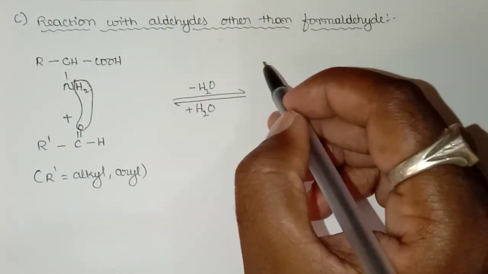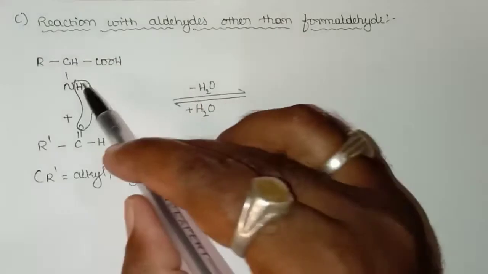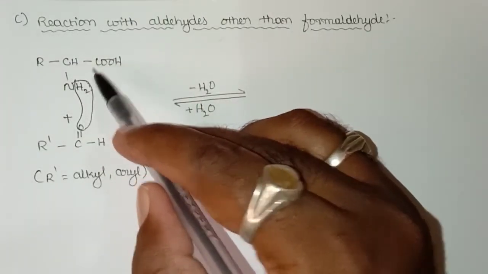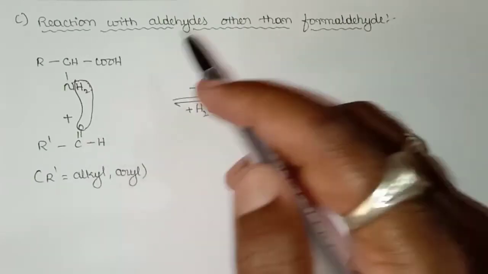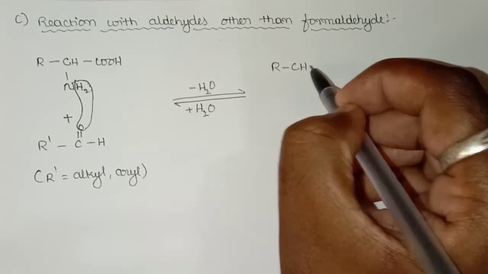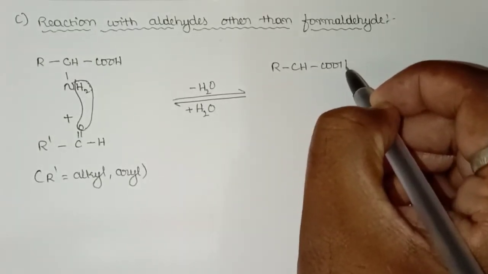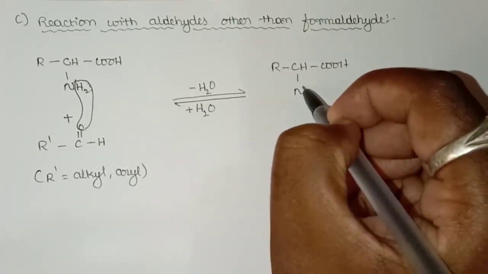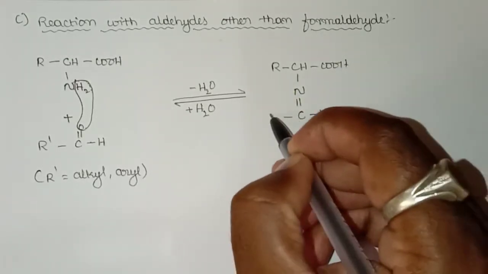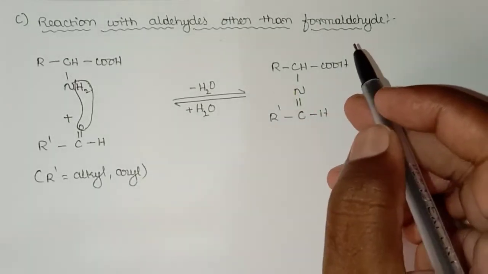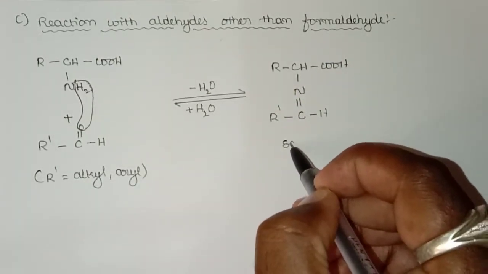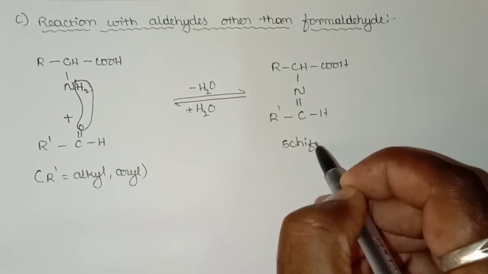But now we shall see what product we get when one molecule of water is eliminated upon the reaction of an amino acid with an aldehyde other than formaldehyde. So R, CH, COOH, and this will be in combination with N, double bond, CH, and here it will be R dash, right? So this is a simple material called a Schiff's base.